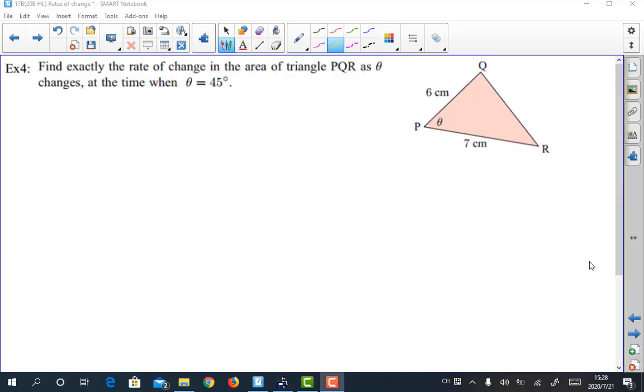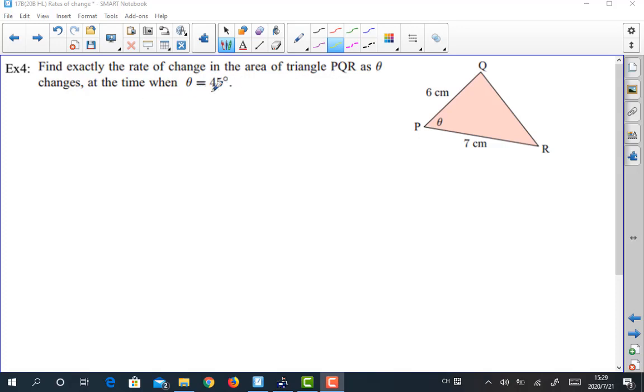Example 4 is the application of rate of change in the area of trigonometry. Example 4, find exactly the rate of change in the area of triangle PQR as theta changes. So theta can decrease or increase. When theta changes, the size of this triangle will change. Therefore, the area of this triangle changes as well. So we need to find the rate of change of the area of the triangle when theta is 45 degrees.